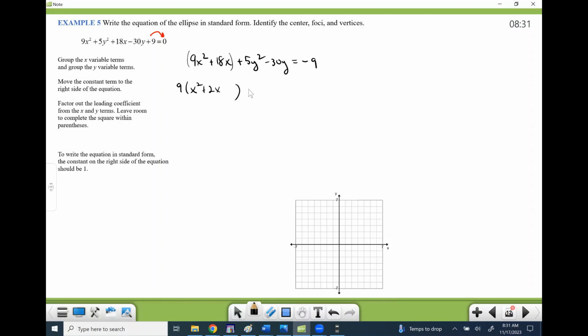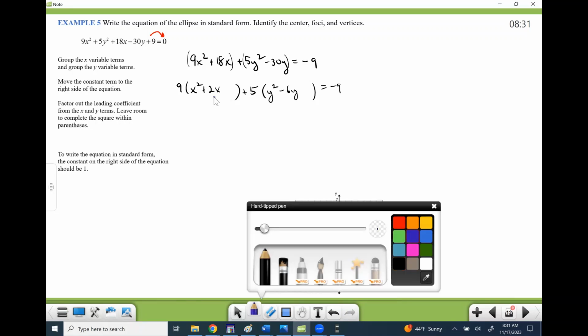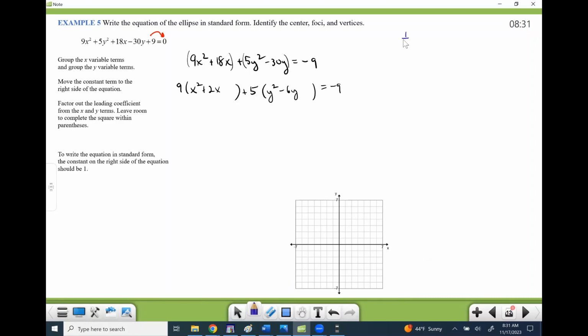And I'm going to leave a little space. And for this one, I have to factor the 5 out of both terms. Okay, so that was different. That was new, this whole factoring out the leading coefficient. Now we're going to go ahead and complete the square with the 2 for starters. Remember, the formula is to take half of b and square it. So we're going to take half of 2 and square it. Well, half of 2 is 1, and 1 times 1 is 1. So we're going to put a +1.